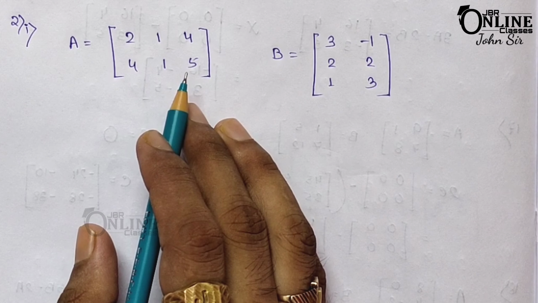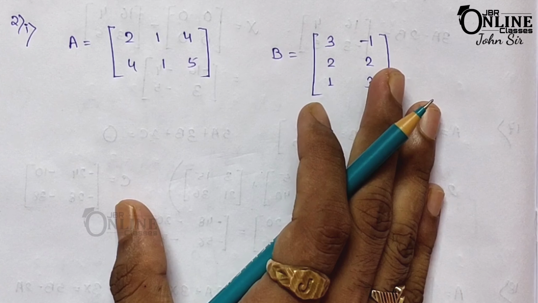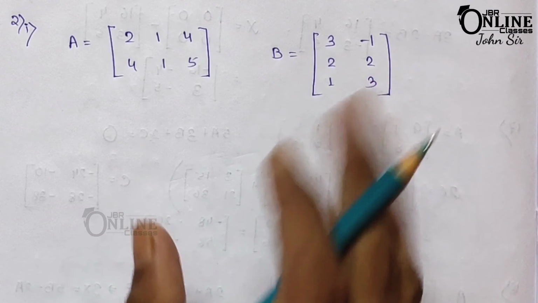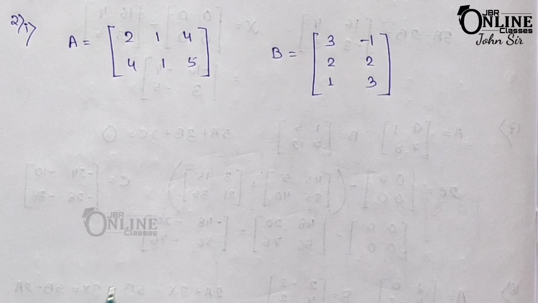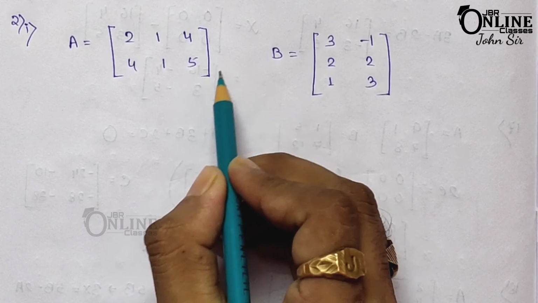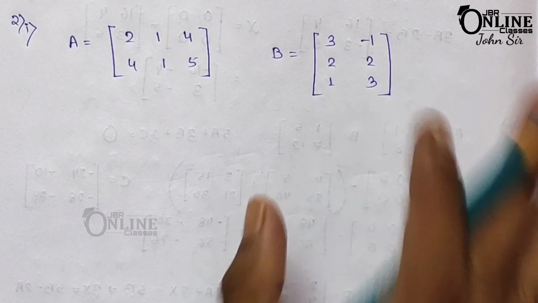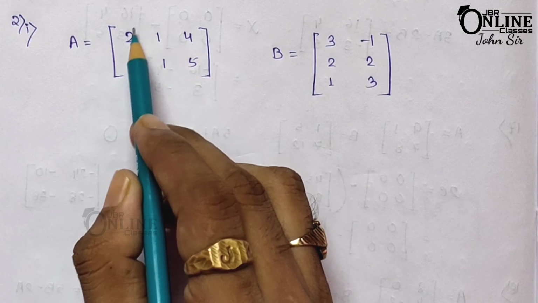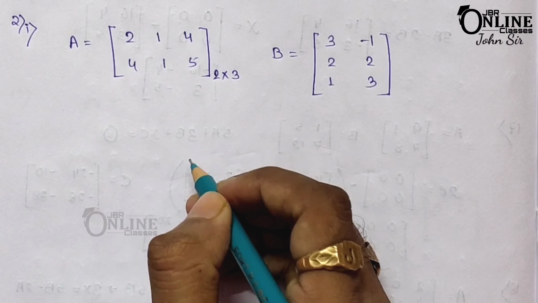Now the second one. In the second one, matrix A and matrix B are given. Then write the order of AB and BA. So you have to just write down the order. No need to multiply these two matrices. First you have to find out the order of matrix A as well as the order of matrix B. So here, how many rows are there? 2 rows. And how many columns? 3 columns. So the order of the matrix will be 2 cross 3.